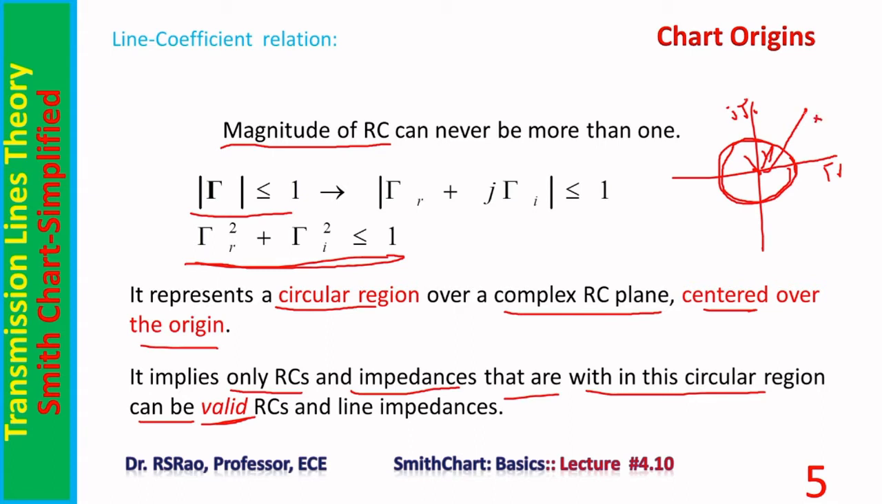In the same way, as the reflection quotient itself is not valid or legal, the impedance corresponding to that reflection quotient also becomes invalid or illegal. Only reflection quotients and impedances that are inside the circular region can represent valid reflection quotients and legal impedance values.